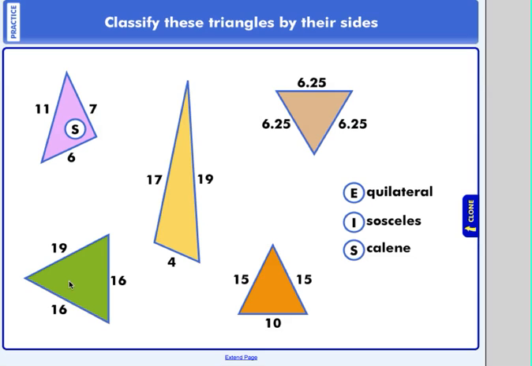Okay, let's take a look at this triangle here. We have sides of 19, 16, and 16 units. Here we have two sides that are congruent. Triangles that have two congruent sides we call isosceles.